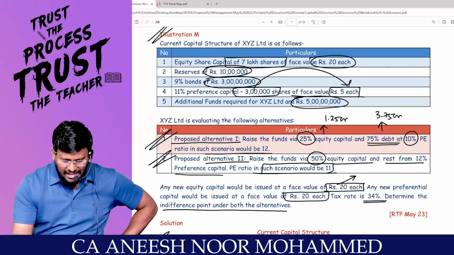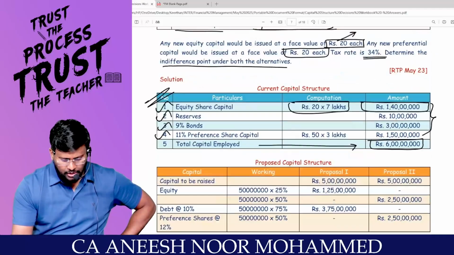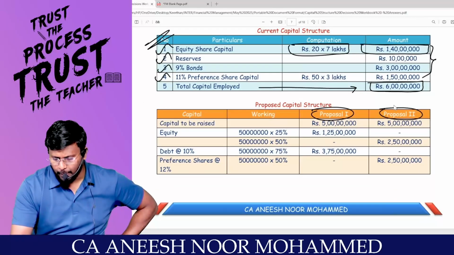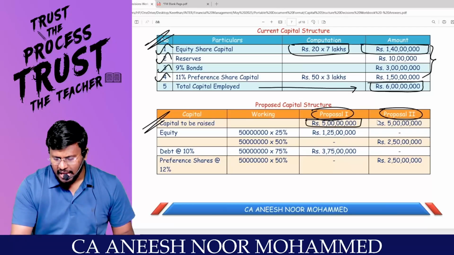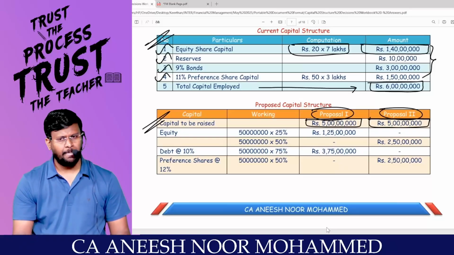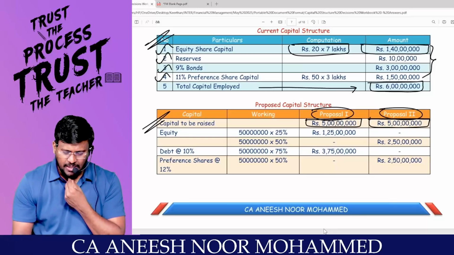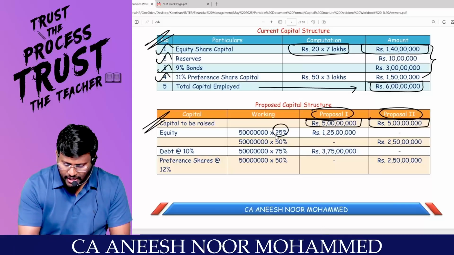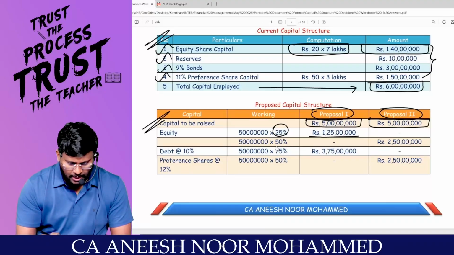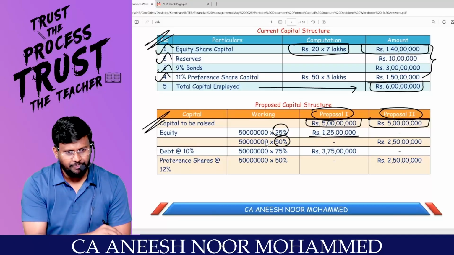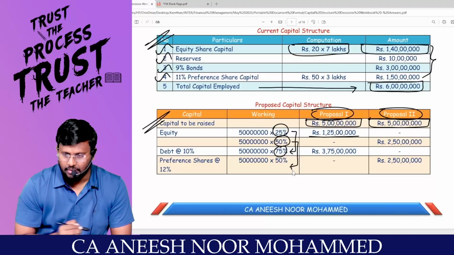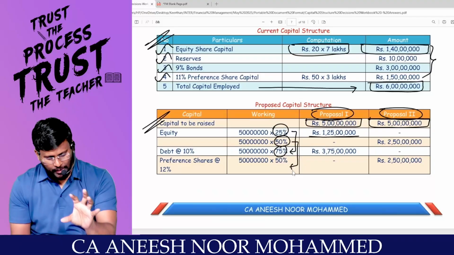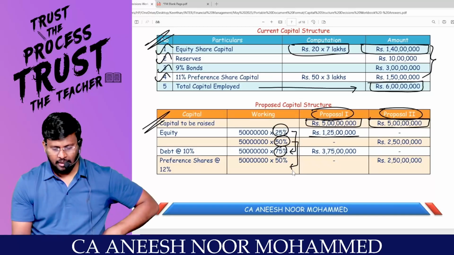Now we are going to additionally raise 5 more crores with 2 options, proposal number 1 and proposal number 2. So the capital to be raised under both proposals is 5 crores and 5 crores. What is the proportion? In situation number 1, 5 crore into 25% is 1.25 crore, and in situation 2, 5 crore into 50%. No, debt: 25 and 75, and 50 and 50. In proposal number 1, 25% equity means the remaining 75% should be debt.